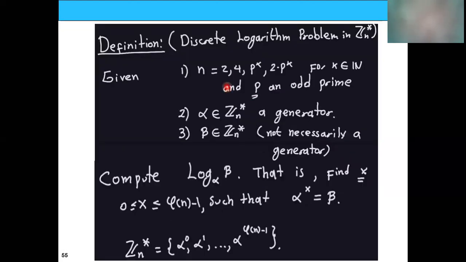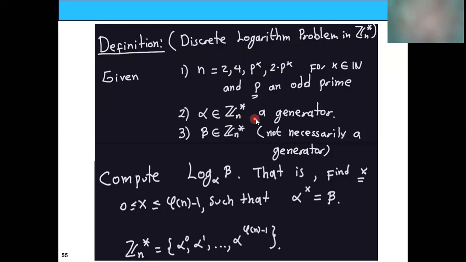Let us define the aim of today's class. What is the aim of our today's class? Today's class aim is to define the discrete log problem over Zn star, given that n is 2, 4, p raised to the power k, or 2 into p raised to the power k, where k belongs to the natural numbers and p is any odd prime number.